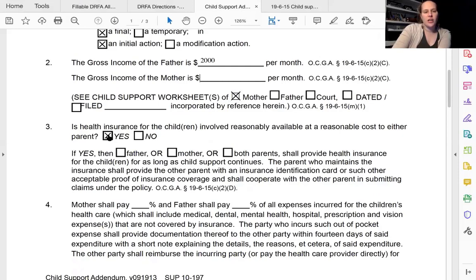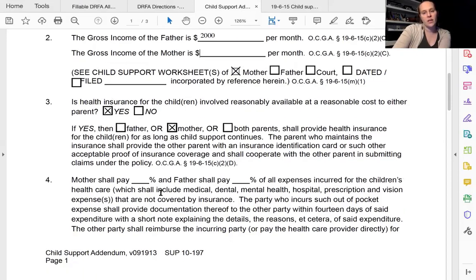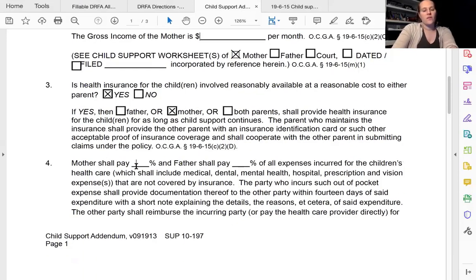If there is insurance, you just say yes. You say who's going to do it. So in this case, mom was the one who's going to provide it. The amount that the parents are going to pay of uncovered medical expenses, remember, was 50-50.